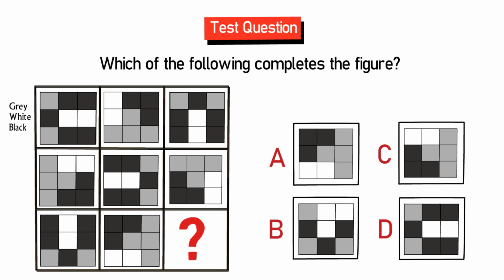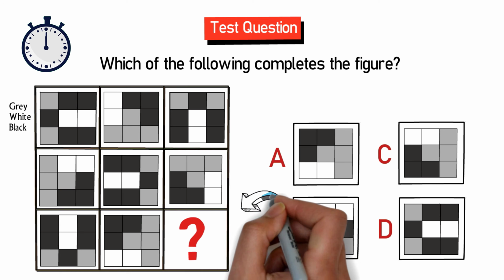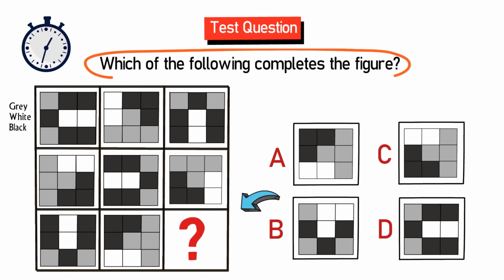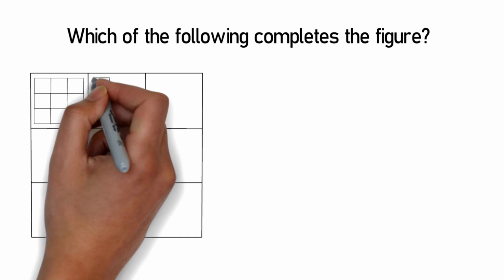and you need to select out of the 4 possible choices. Choices A, B, C, and D. And your goal is to determine which of the following shapes completes the figure. Take a close look and see if you can identify the missing item. Do you think you know the answer? Let's continue to see how we can get to the correct solution together.